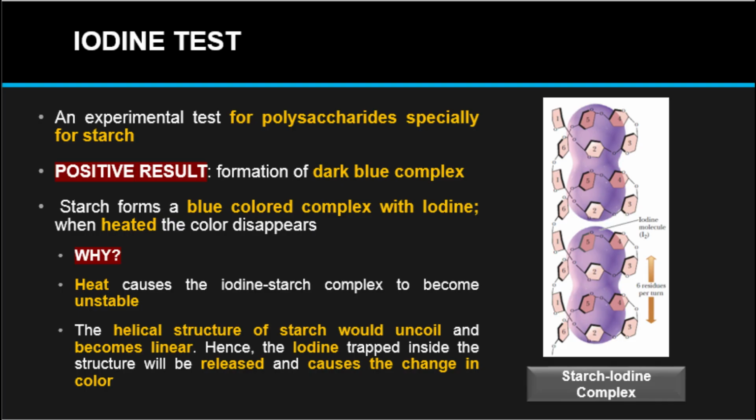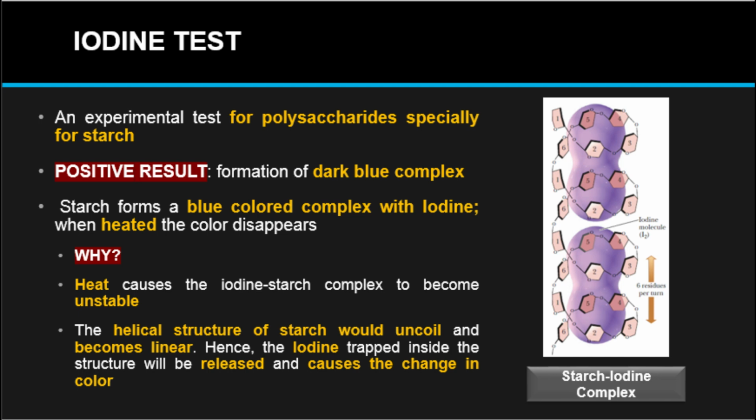Next is the iodine test. A drop of dilute solution of iodine in KI was added to 5 ml of dilute sample, heated in boiling water, then cooled. The iodine test is an experimental test for polysaccharides, especially starch. A positive result is shown by the formation of a dark blue complex, as starch forms a blue colored complex with the iodine that was added.